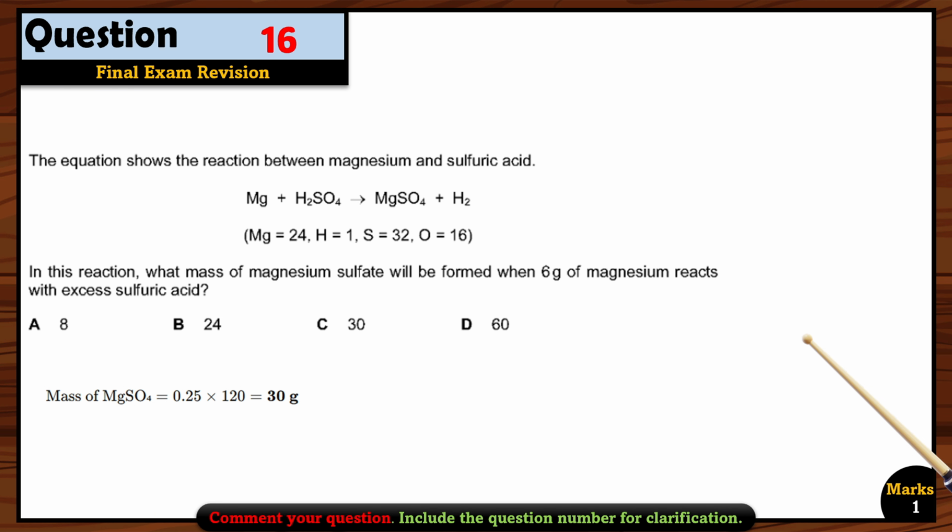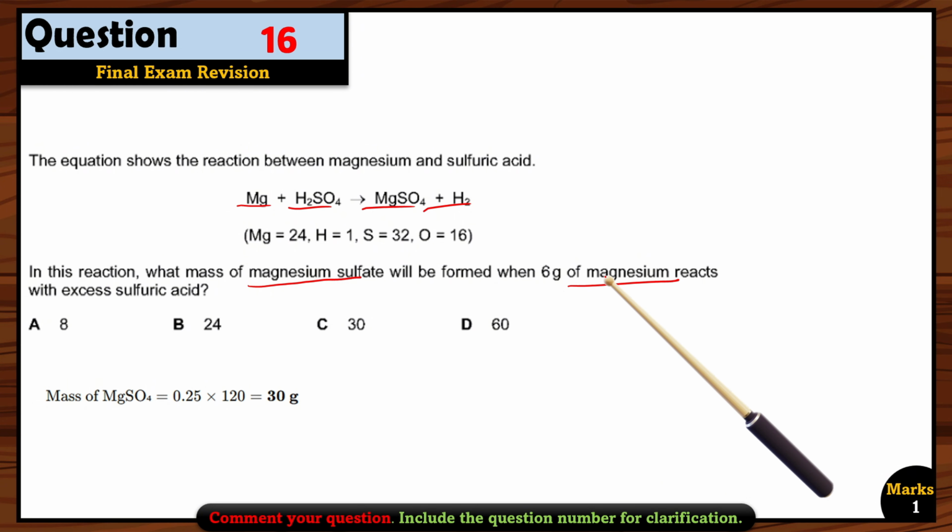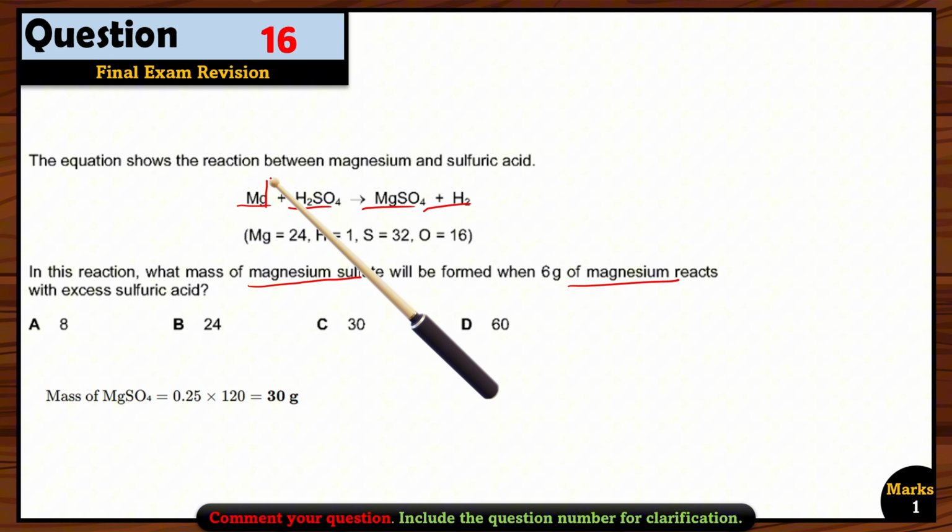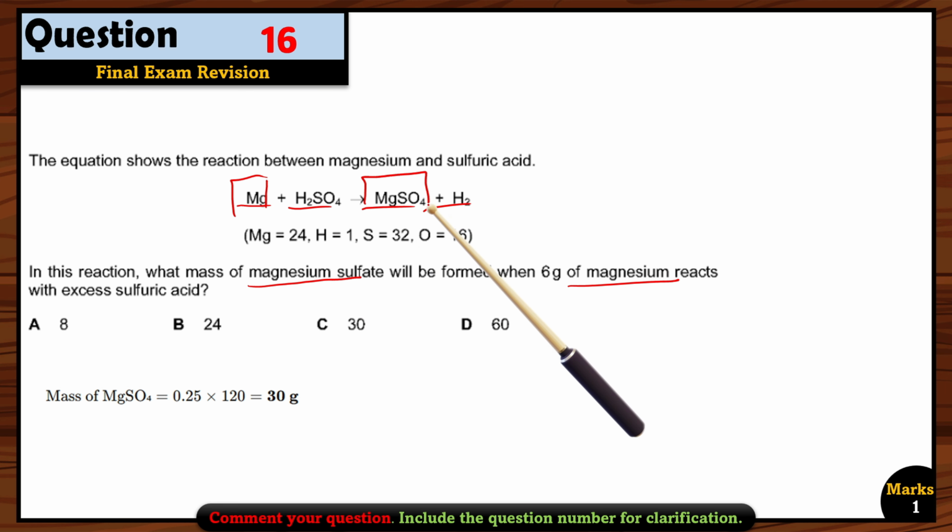Question 16. This question is also the same like question number 15. You have to find the mass. Mostly the question will be what mass, and they will give you another mass. So for these type of question you have to use this trick. Now we have four elements and compounds here together. So magnesium sulfate and magnesium, these are the two things we have to find. So these are our target.